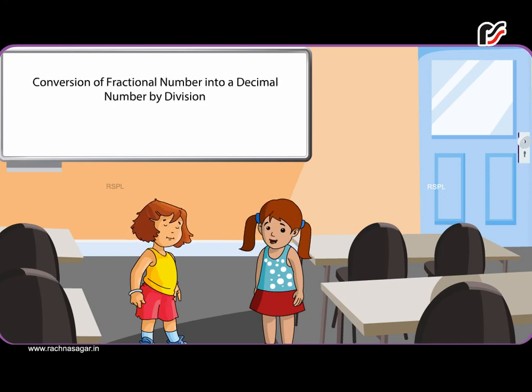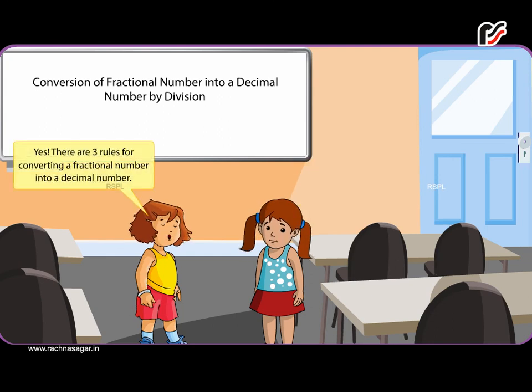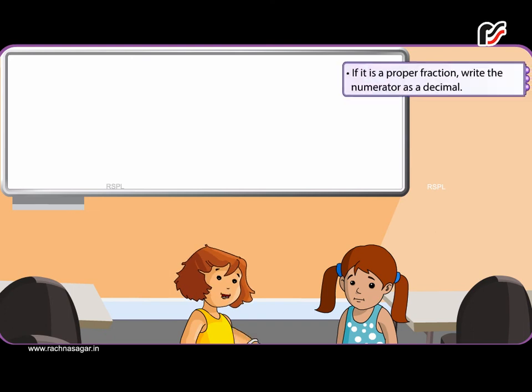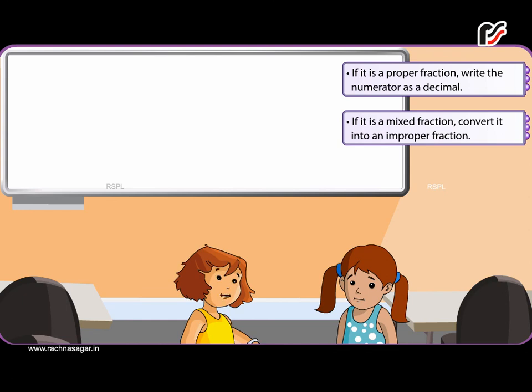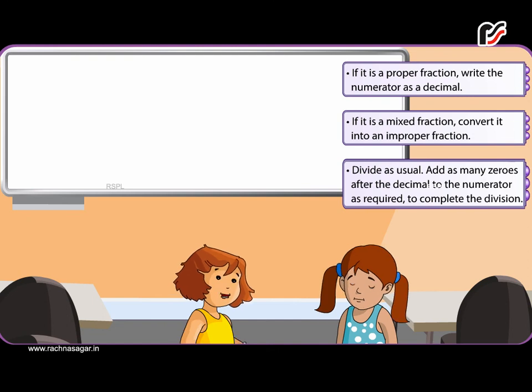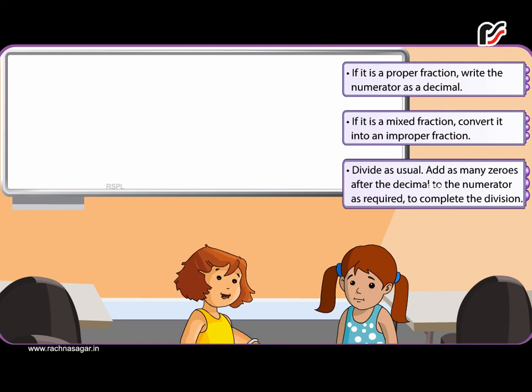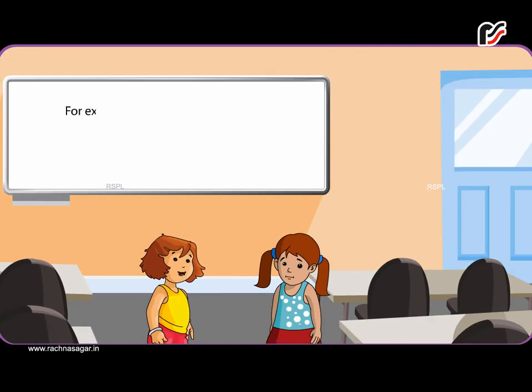Conversion of fractional number into a decimal number by division. Do you know how to convert fractional number into decimal numbers? Yes, there are 3 rules for converting a fractional number into a decimal number. If it is a proper fraction, write the numerator as a decimal. If it is a mixed fraction, convert it into an improper fraction. Divide as usual. Add as many zeros after the decimal to the numerator as required to complete the division.